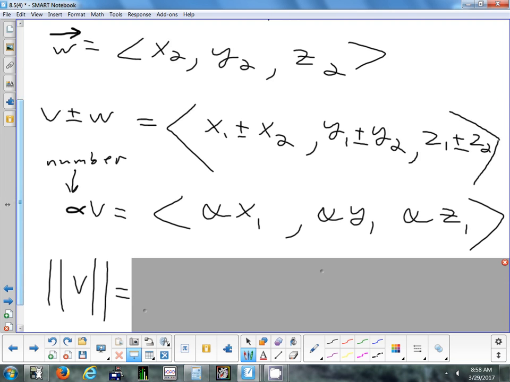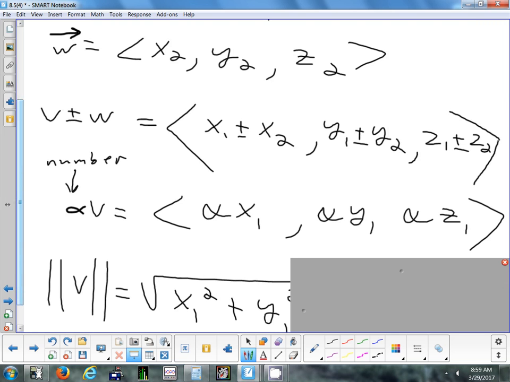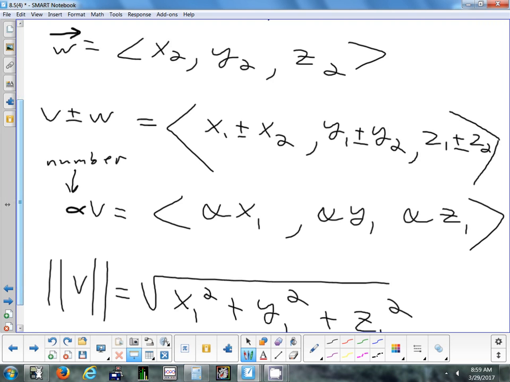Okay, and the last similar kind of formula we had when we did it in 2D was to find the magnitude of a vector. Okay, what was the magnitude of a vector in 2D? What was the formula? The square root of? Well, yeah, the x squared, plus y squared. And for 2D, that's what you had. How are we going to make it 3D? We're going to add z squared.